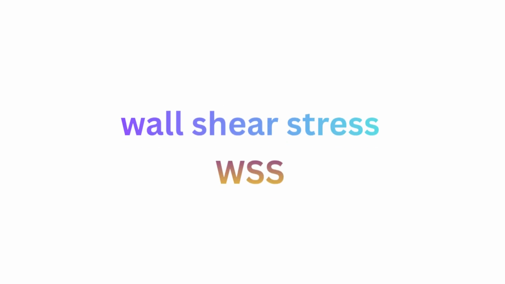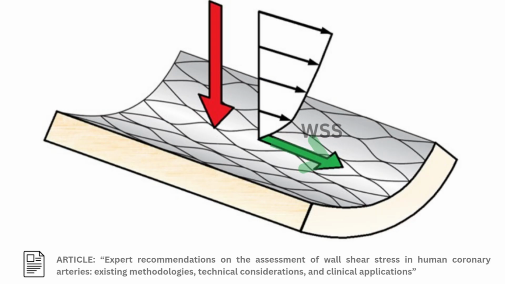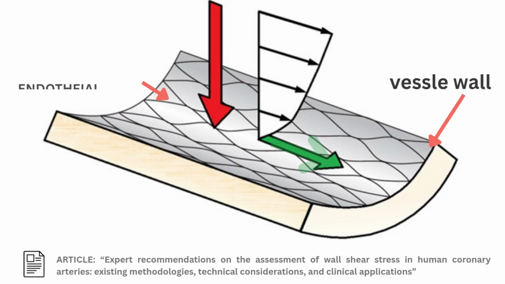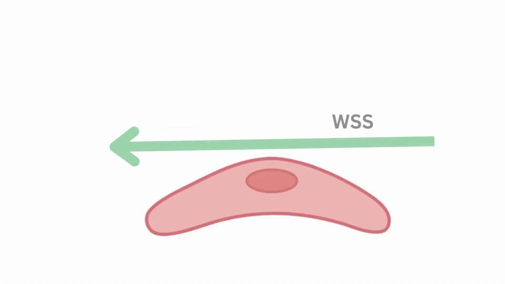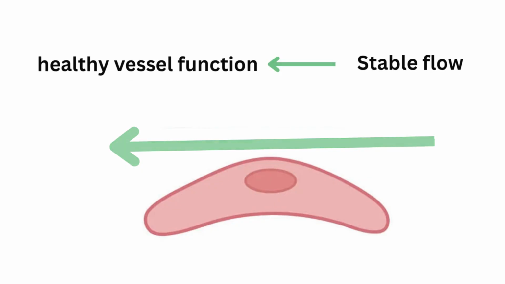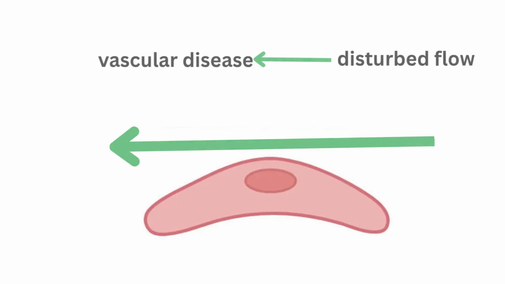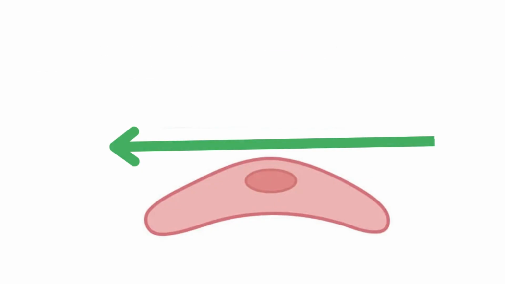The wall shear stress. Wall shear stress is the tangential force that flowing blood applies to the inner lining of the artery, especially to the endothelial cells. The endothelial cells are very sensitive to it. They sense the mechanical forces produced by flowing blood, so stable flow generally supports healthy vessel function, while disturbed or low shear regions can activate inflammatory pathways that contribute to vascular disease.